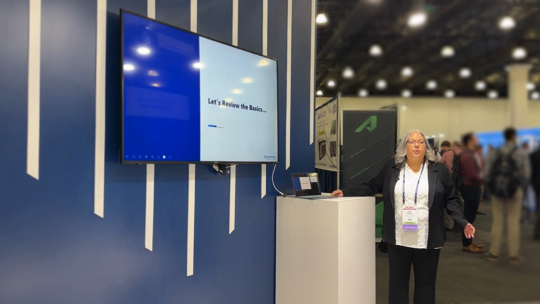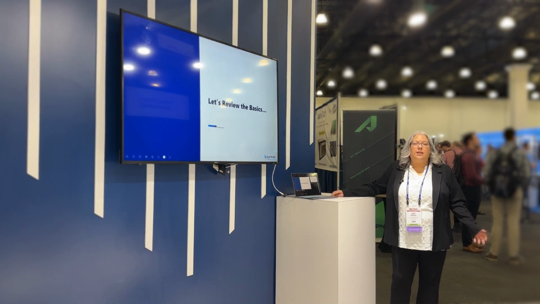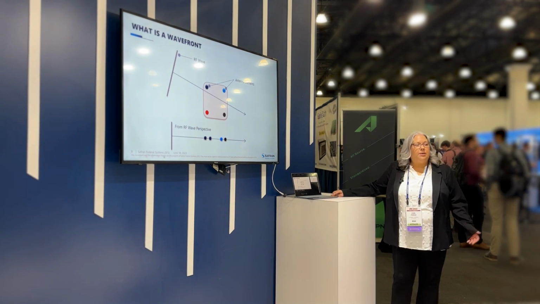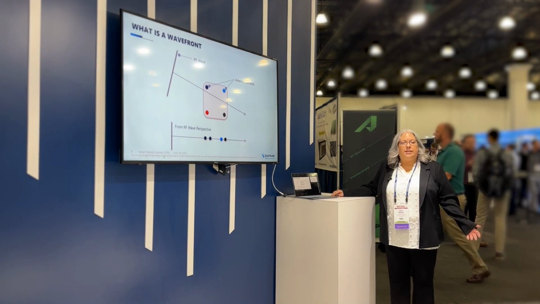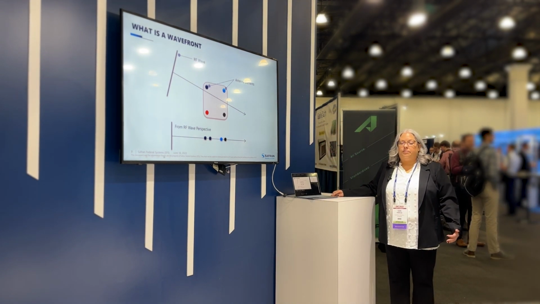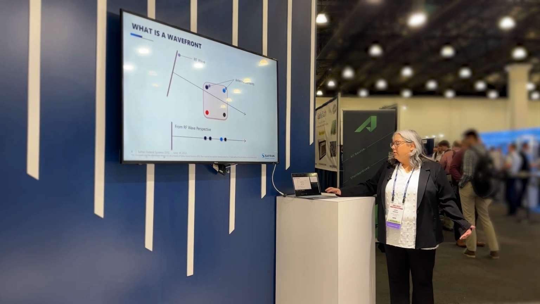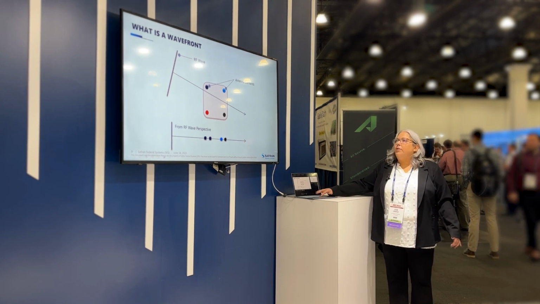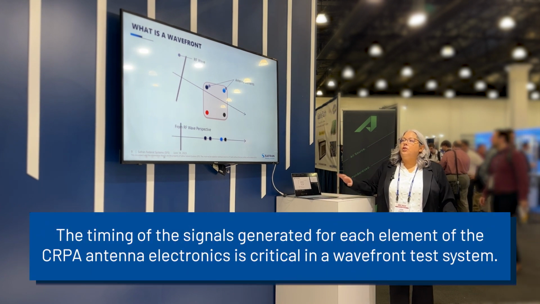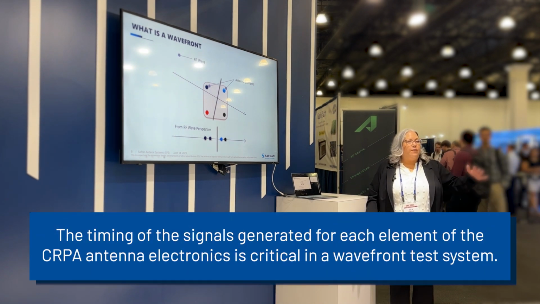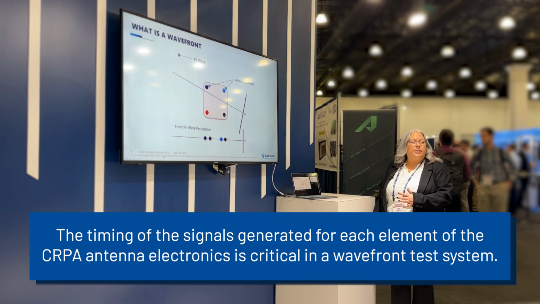So first, let's get started with a review of the basics. Like, what is a wavefront? Why is it important that we have a different system to test that than other types of antennas? So here we have the view of just one RF wave, just one wave going along and hitting the antenna and the antenna elements.